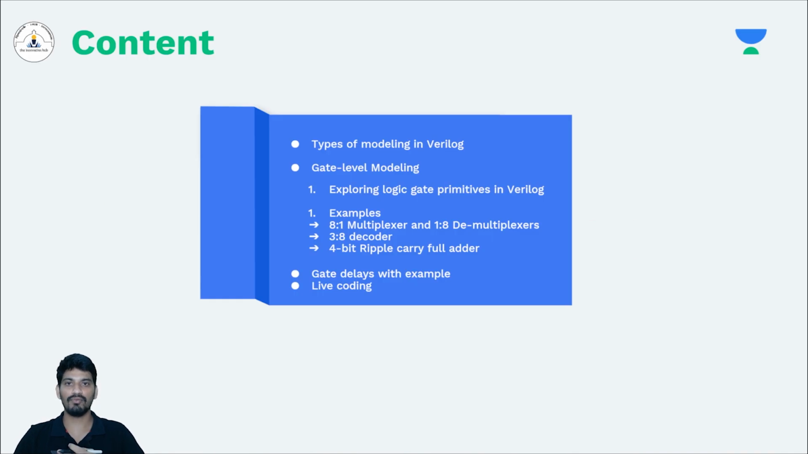So these are the contents of this module. First, I will discuss what are the different types of modelings that are available in Verilog. Then in this session, we'll focus on gate level modeling, which is one of the basic levels of modeling in Verilog. In gate level modeling, first I would like to show you what are the different types of logic gates that are available in Verilog, which we call primitives.